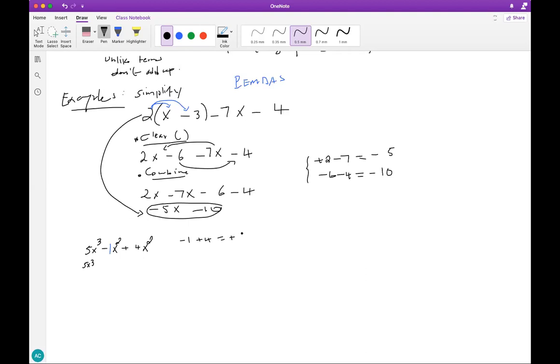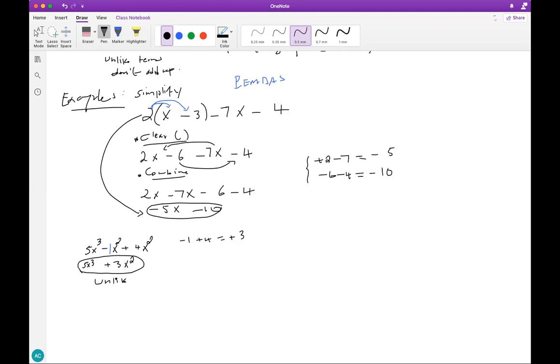Exactly. That's positive 3. You say positive 3x. This turns into positive 3x to the second because we combine negative 1 and positive 4, we get this. And that's it. These cannot be combined.